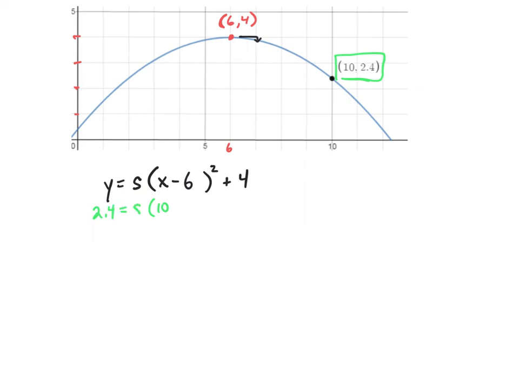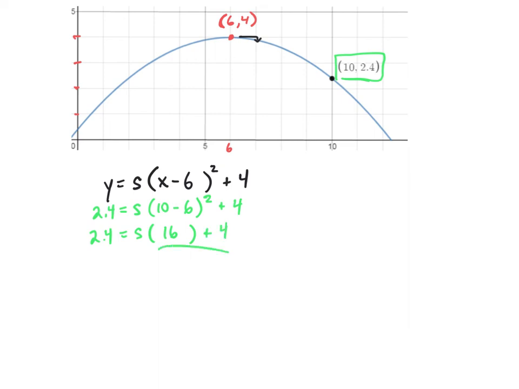Bring down the equals. Bring down the stretch. Bring down the minus 6 shift. Bring down the squared for the parabola. Bring down the plus 4 because it's shifted up 4. We know how to do this math. 2.4 equals our stretch. 10 minus 6 is 4. I like to do that next step all at once. 4 squared is 16. Bring down the plus 4.